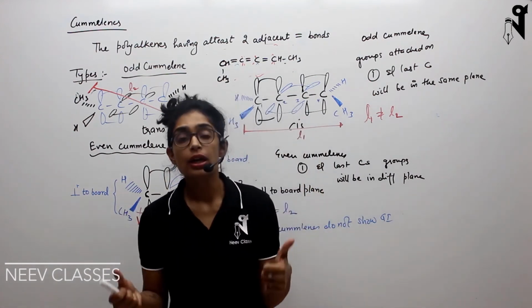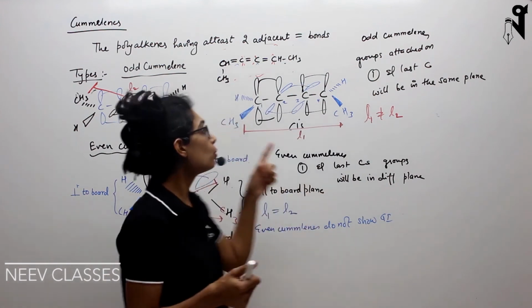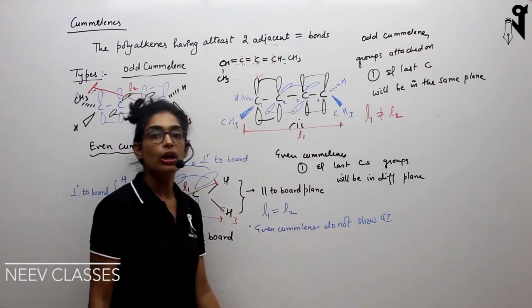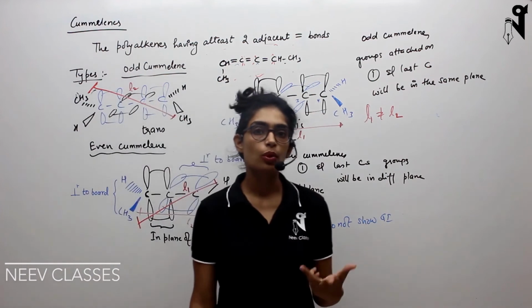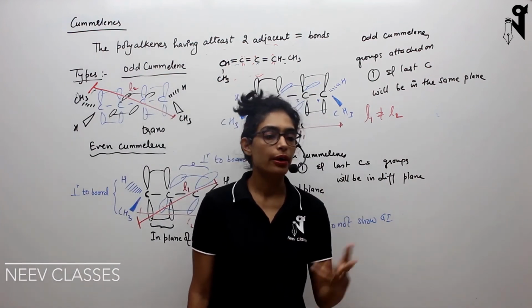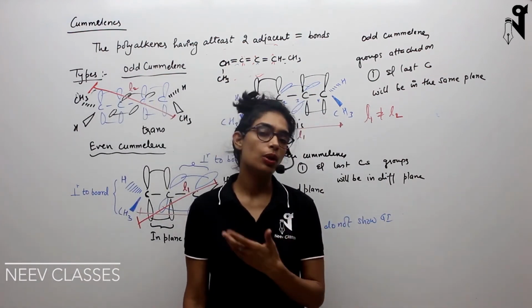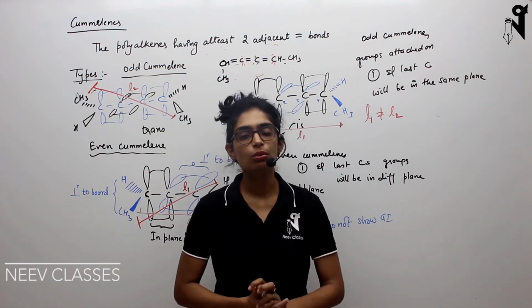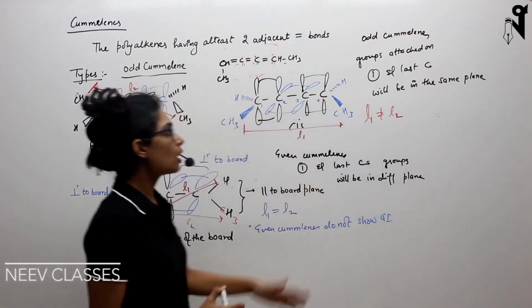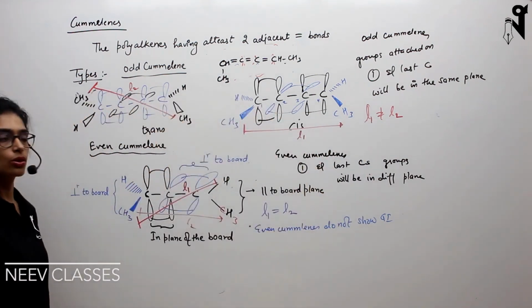But to show GI for odd cumulenes also, you should have two different groups on the first and the last carbon. You cannot have two same groups, and if it is two hydrogens or two CH3s or anything like that, it will not show GI. So all these things you have to keep in your mind. Note this down, and then I'll do some questions on it.